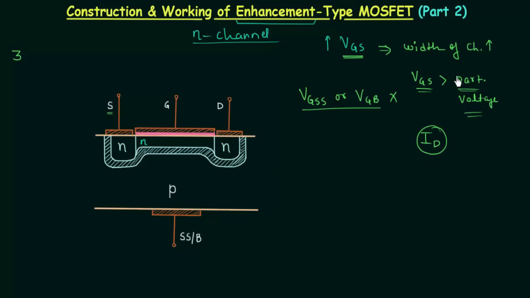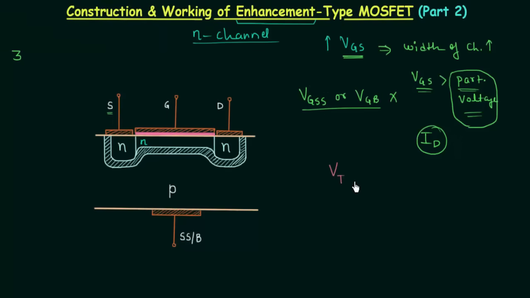We will talk about this particular voltage. This particular voltage we call as threshold voltage. You must have heard this word threshold. Threshold voltage is a very important parameter in case of MOSFET. Threshold voltage we represent by V subscript T, and now I will define what is threshold voltage.